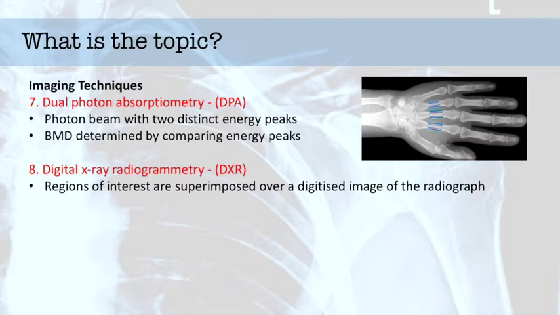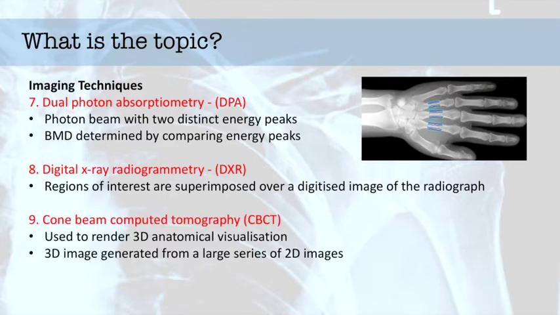In digital X-ray radiogrammetry, the cortical width of three metacarpal bones in the non-dominant hand is assessed by a conventional radiograph, which is seen in the picture. The initial computer processing identifies anatomical landmarks, which are superimposed over a digitized image of the radiograph.